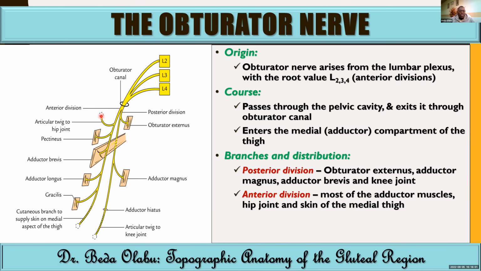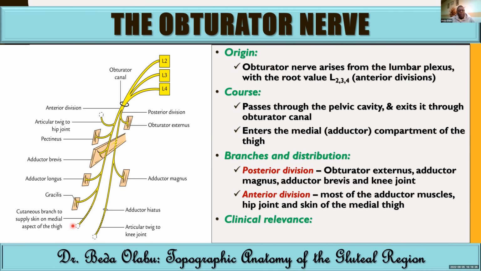The anterior division goes to the rest of the muscles of the medial thigh, including again adductor brevis. This anterior division gives an articular branch that goes to the hip joint, and then it gives a sensory distribution that goes to the skin of the medial aspect of the thigh.